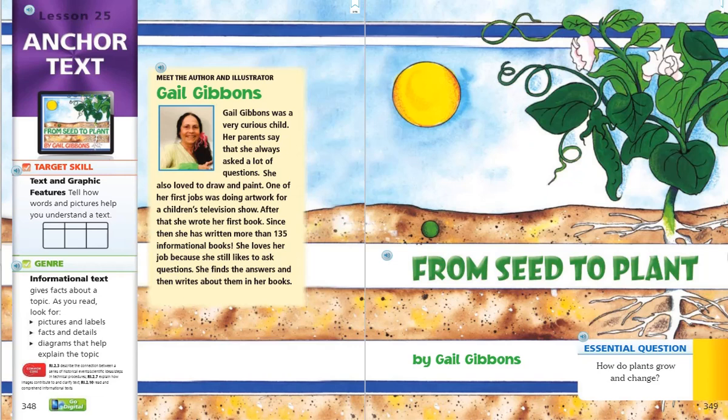So, an informational text gives facts about a topic. As you read, look for pictures and labels, facts and details, and diagrams that help explain the topic. So look for all of those things as you're reading. So this is going to be a nonfiction story, a real story about real things.